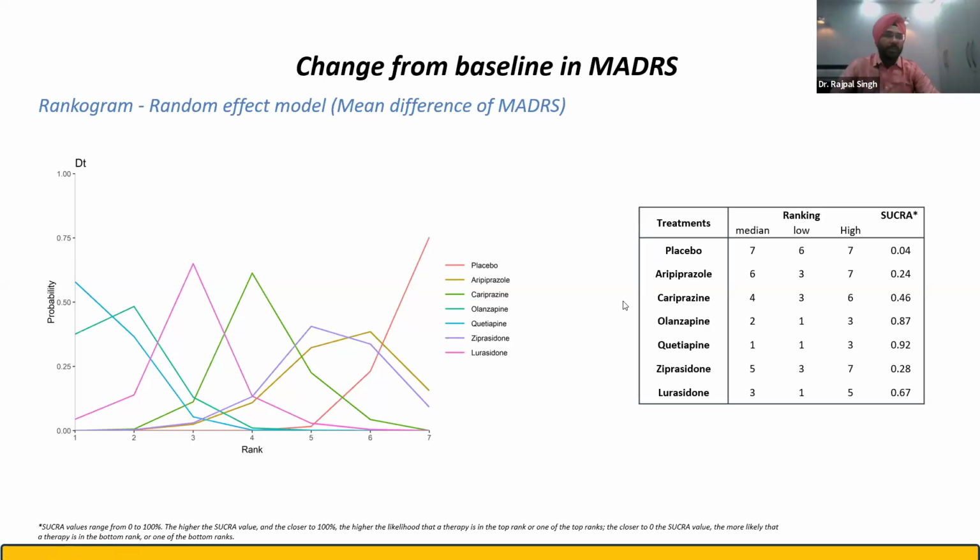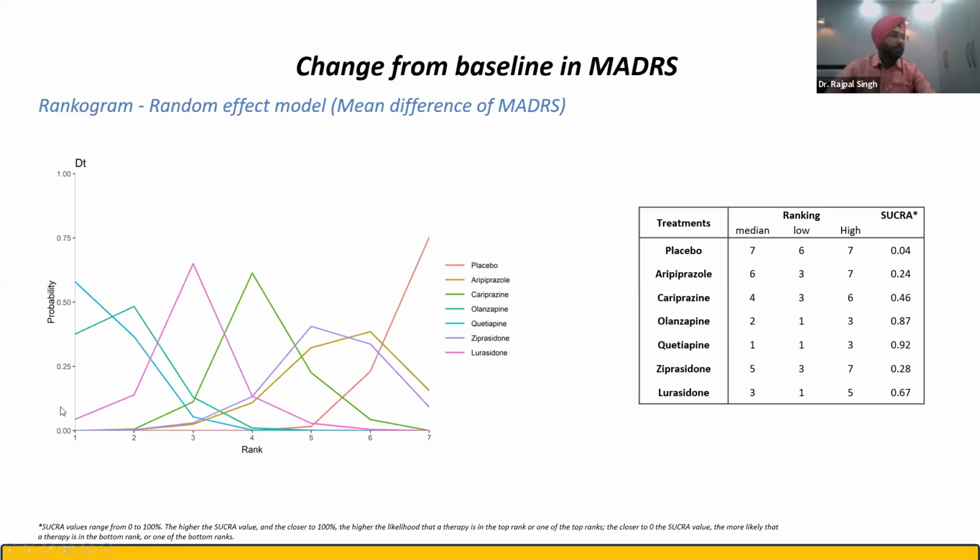Like here, the highest one is quetiapine, 0.92. Next, the second ranking is olanzapine, 0.87. Based upon the SUCRA ranking, we rank the treatment which is best for that specific outcome, not for the overall treatment. If we do these analyses for specific outcomes, the results are reported in terms of each outcome. First one is quetiapine, second is olanzapine. We tend to report the data in this manner.